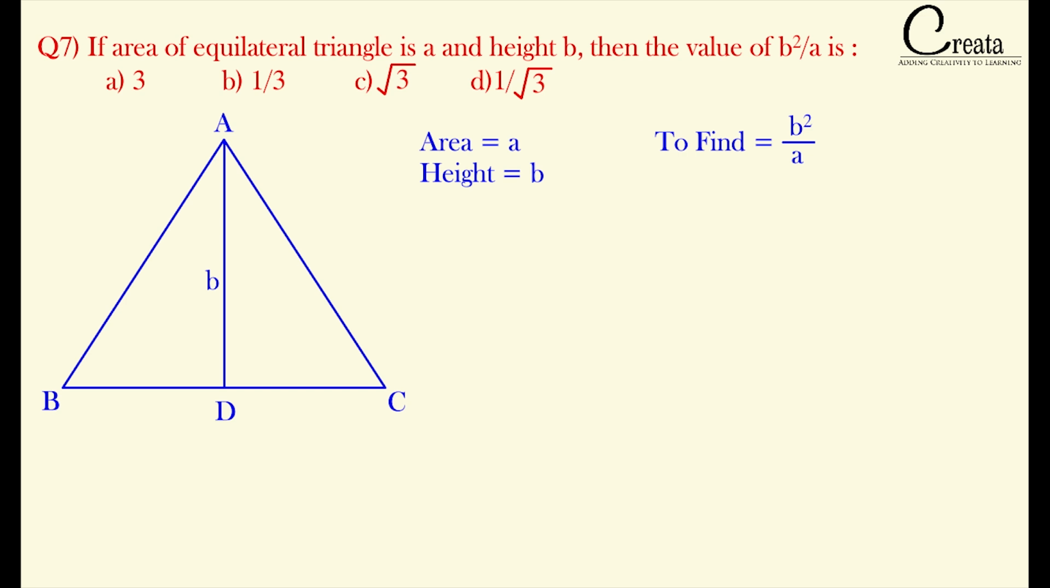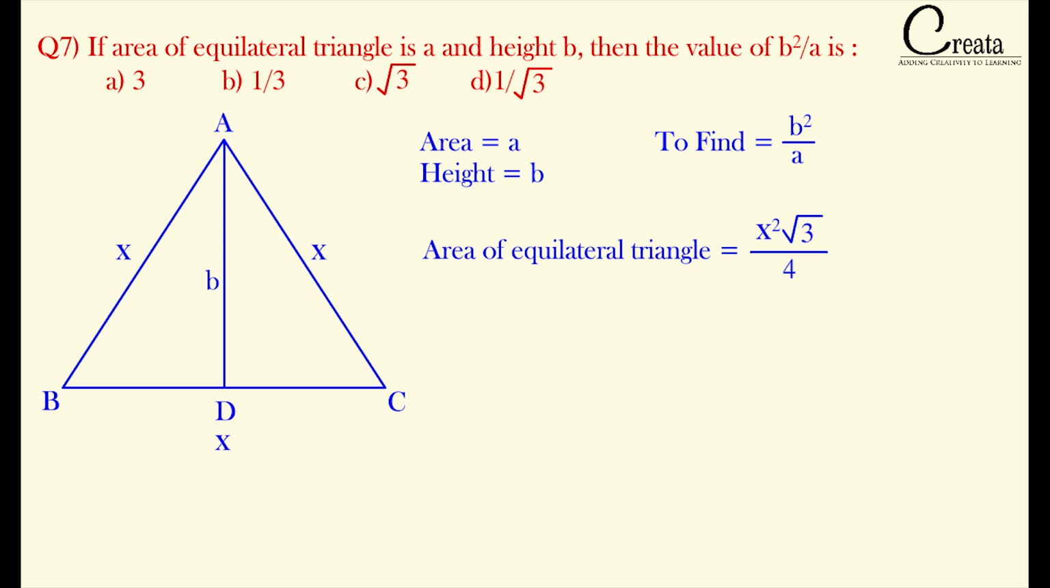So first of all, we will assume the side of this triangle as x. All the 3 sides will be equal to x as it is an equilateral triangle. And we know the formula of area of equilateral triangle. What is it? It is square root 3 upon 4 a square. Here a is the side of the equilateral triangle that we have assumed as x. So let's put the value. We got area of this triangle as root 3 by 4 x square.